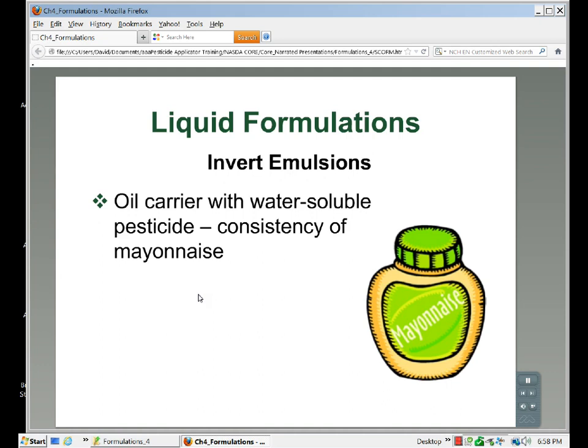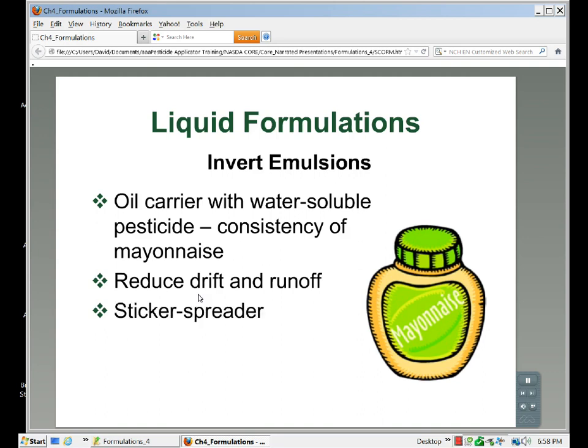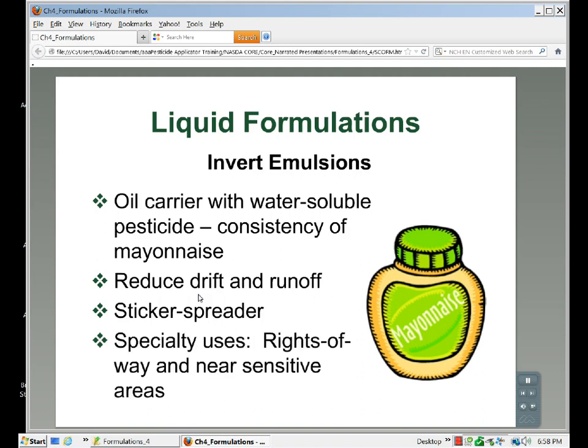Mayonnaise, lots of oil. Because of the thickness or viscosity of the oil-based mixture, spray droplets are large and heavy, so they don't drift. Invert emulsions also evaporate more slowly than water-based mixtures, resulting in reduced drift and runoff. The oil carrier acts as a sticker spreader, helping to improve the coverage and absorption of the product. Invert emulsions are most commonly used in areas where drift to susceptible non-target plants and sensitive areas is of concern, like along rights-of-way.